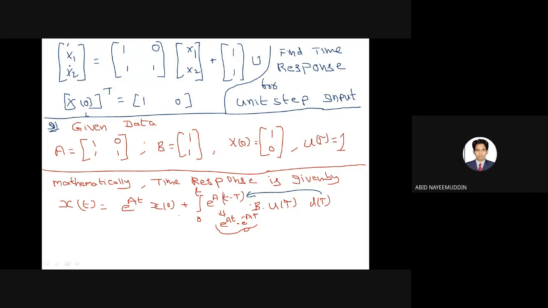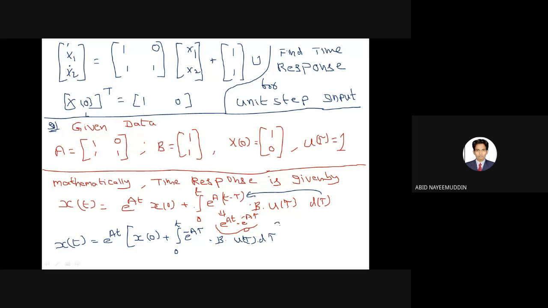If you take the t out from the integration, then for the sake of reducing the number of steps, I can write the formula here: e power at multiplied by x of 0 plus integration of 0 to t e power minus a into tau into b into u of tau into d of tau.